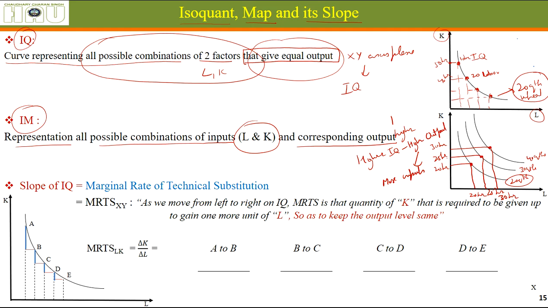Okay, what is the slope of an isoquant? Slope generally means, at this point, what is the slope? Just draw a tangent to the curve, and then take this height divided by this length, let's say OA by OB. Slope is OA by OB.